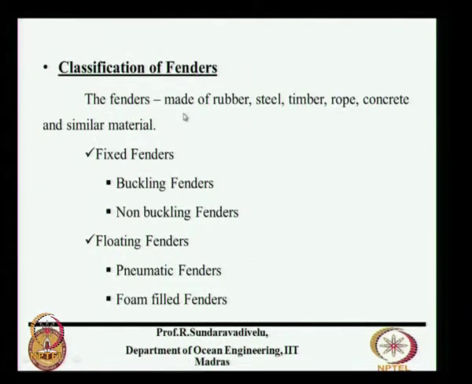We can classify the fenders based on the material. Earlier days we used timber as a fender, nowadays mostly we use rubber. We also use steel, rope, concrete and other materials, but most commonly used is rubber fenders nowadays. Timber also is nowadays being used. There are two types of fenders, one is called a fixed fender, another is called a floating fender. For a floating fender the weight of the fender is taken by the buoyancy of the fender, and when there is a tidal variation, the fender goes up and down. That is the purpose of the floating fender.